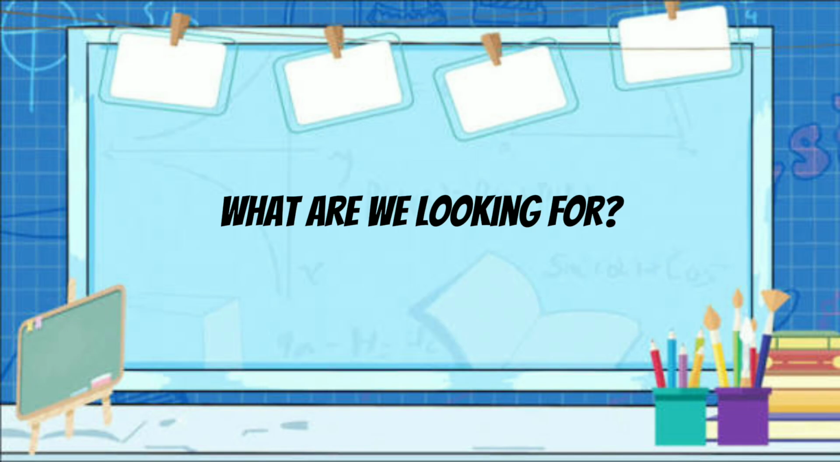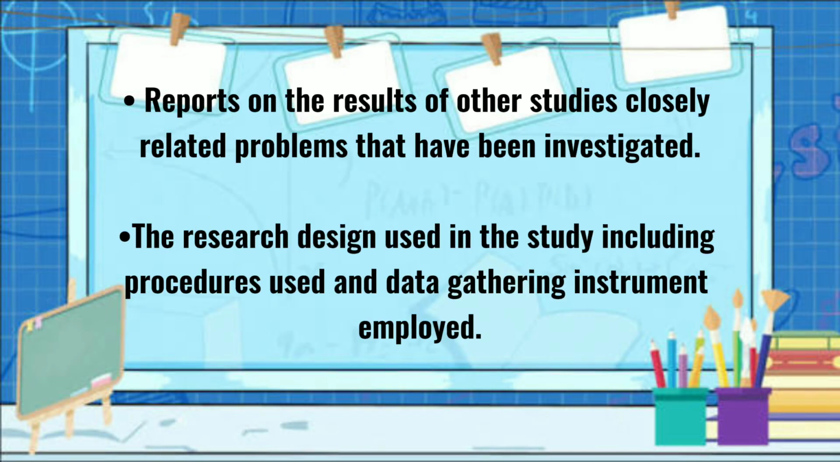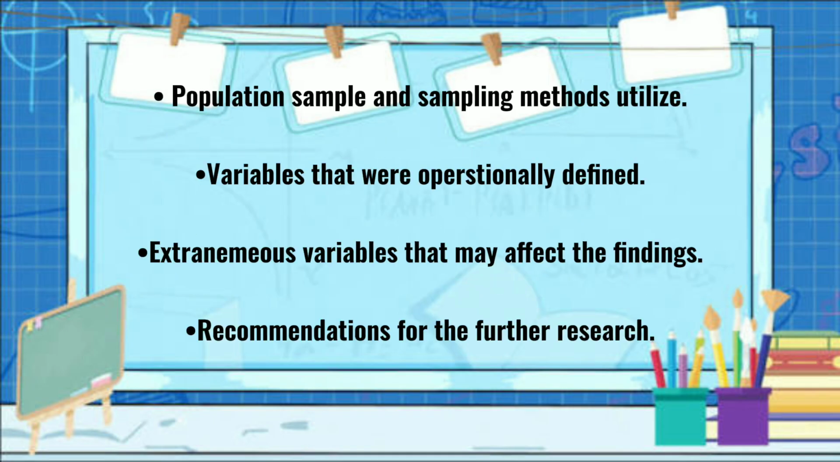What are we looking for? In writing chapter 2 or review of related literature, find reports on the results of other studies closely related to problems that have been investigated. Next, the research design used in the study, including procedures used and data gathering instrument employed. You need to find what kind of research design they have implemented in their research study. Then find population, sample, and sampling methods utilized.